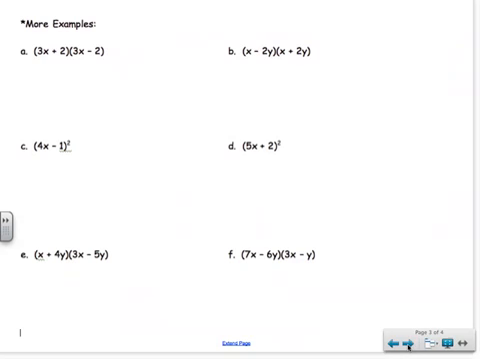So here's some more examples we're going to work through. If we look at letter A, this is sum and difference. So if this was x plus y and x minus y, then this turns into x squared minus y squared. So I'm going to take my first term and square it, and subtract from it the second term and square it. And when we simplify this, we get 9x squared minus 4.